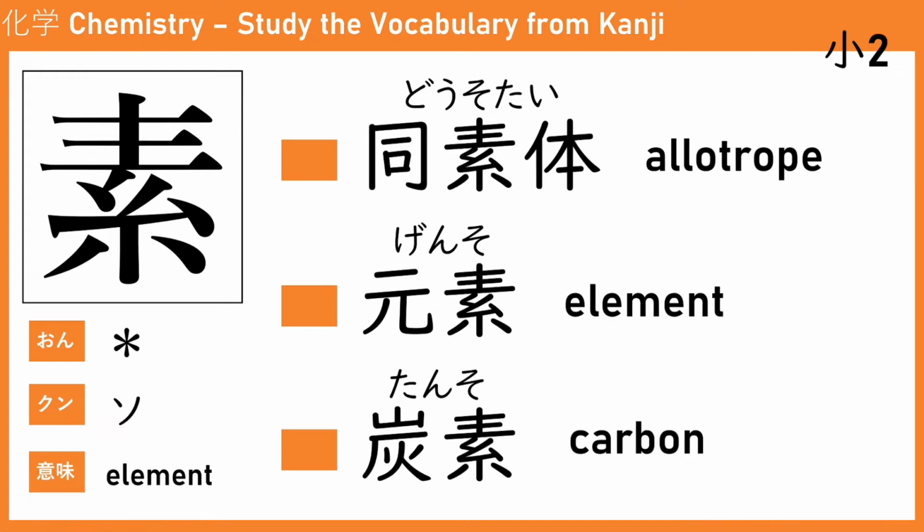Later, you have to remember lots of names of elements. For example, sanso. Sanso is oxygen. Chisso is nitrogen. Fusso is fluorine, and so on. So there are lots of names of Japanese elements in kanji like this, and you have to learn everything in Japanese, not in katakana or in English. Okay?